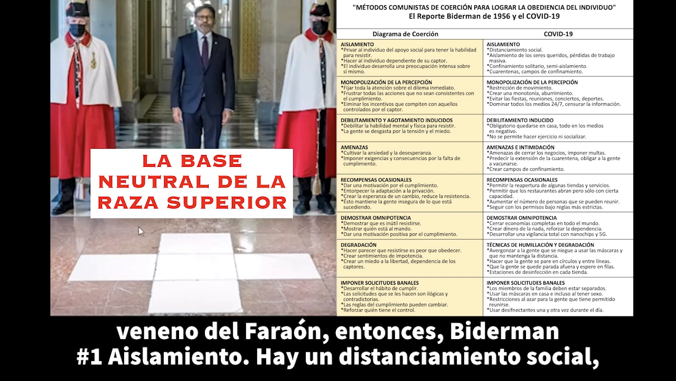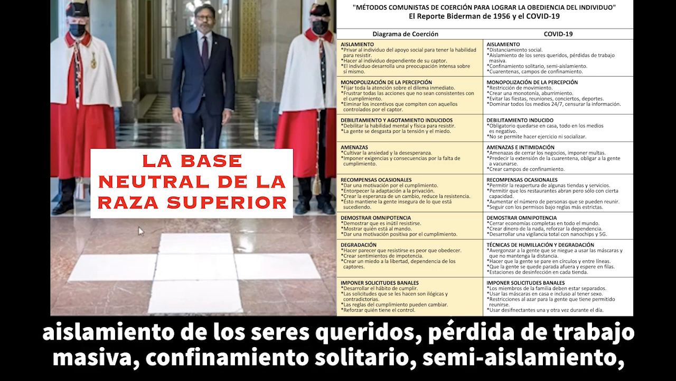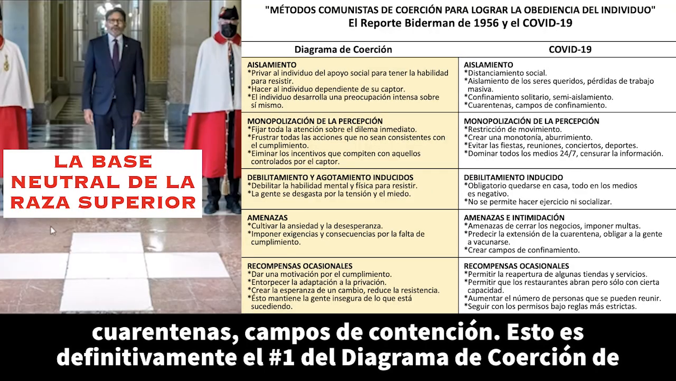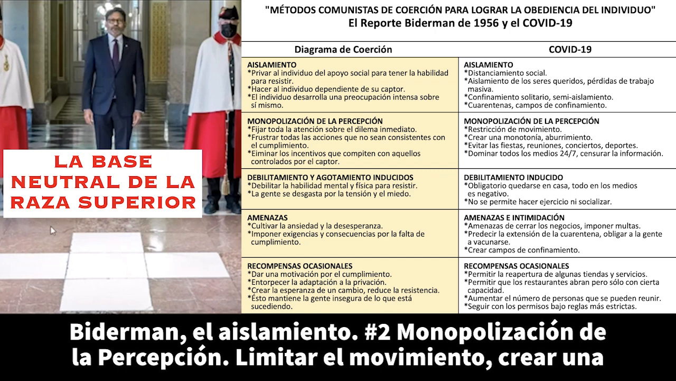So first, Biderman number 1, isolation. So there is social distancing, isolation from loved ones, massive job loss, solitary confinement, semi-isolation, quarantines, containment camps. So there's definitely number 1 of the Biderman chart of coercion, isolation.